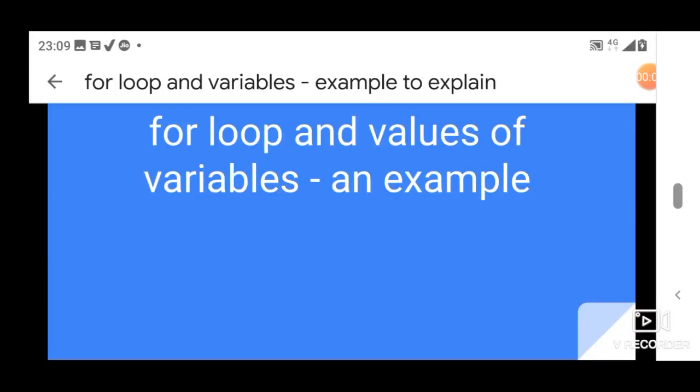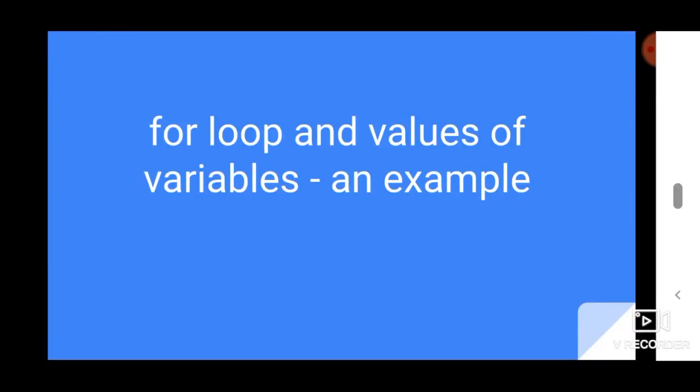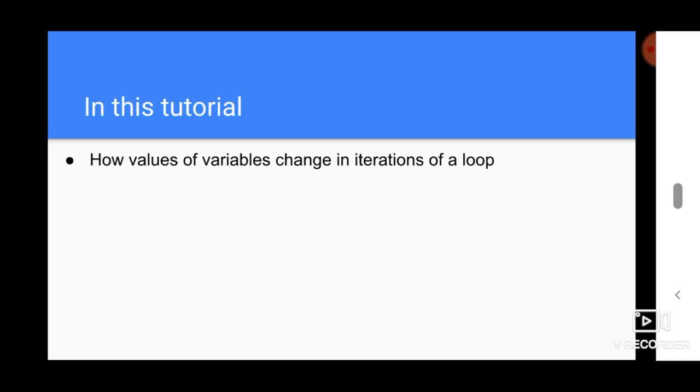Hello students, in this video tutorial we are going to discuss how a for loop operates and how the values of some variables change because of the statements inside the for loop. All we want to discuss is just to look at exactly how variables change their values. In an example, we'll actually look at how the variables change their values because of a for loop.